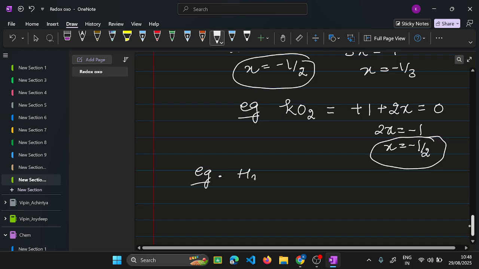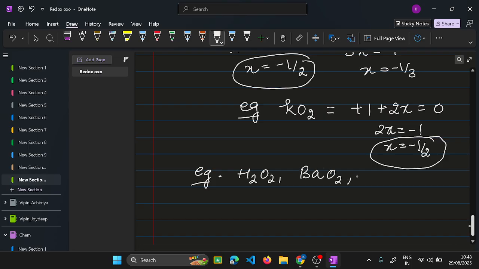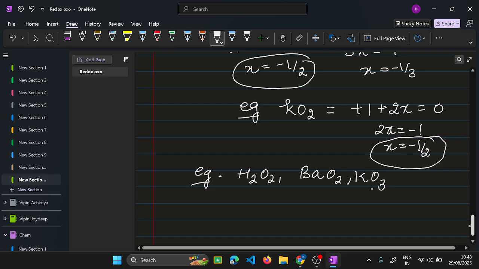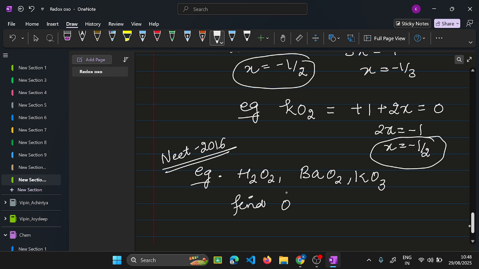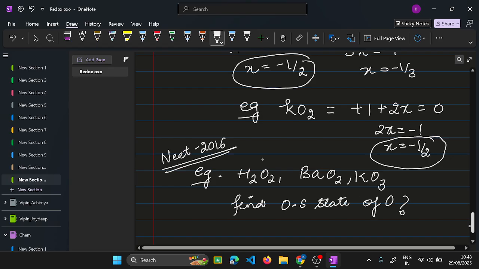Let's solve this example. H2O2, BaO2, KO3. You have to find the oxidation state of oxygen in each compound. This has been asked in NEET also. For H2O2 it's +1 and -1. For BaO2, -1. For BaO2, it's +1 and -half. No, no, wrong.